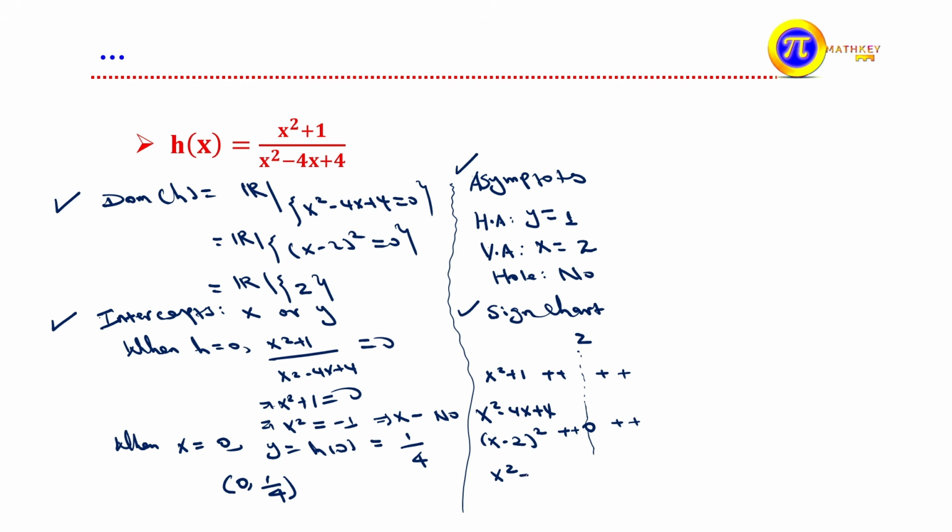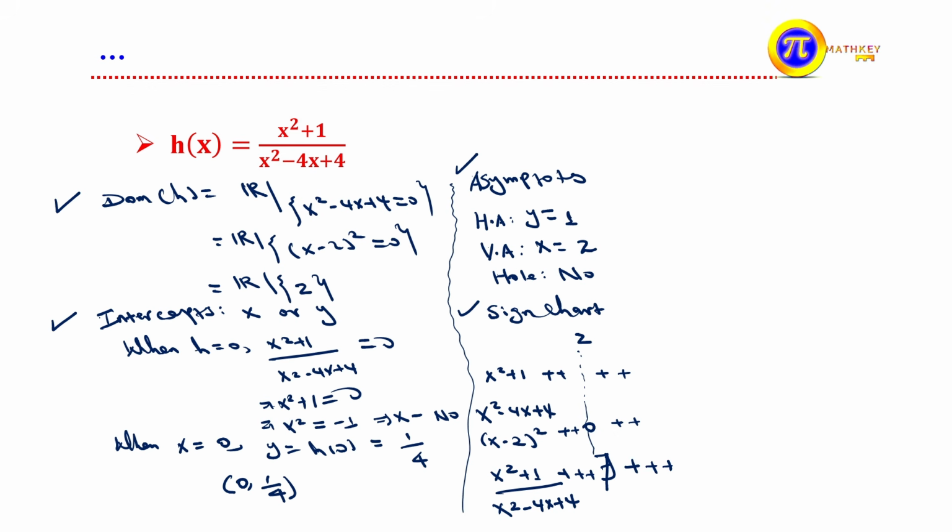After that, divide: x squared plus 1 divided by x squared minus 4x plus 4. Positive divided by positive is positive. Positive divided by 0 is what? It is undefined, because dividing any number by 0 is undefined or meaningless. Otherwise, positive divided by positive is positive.